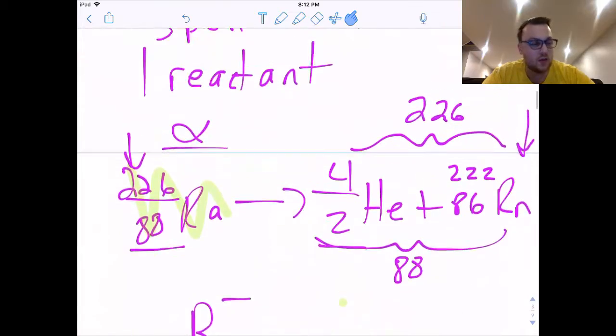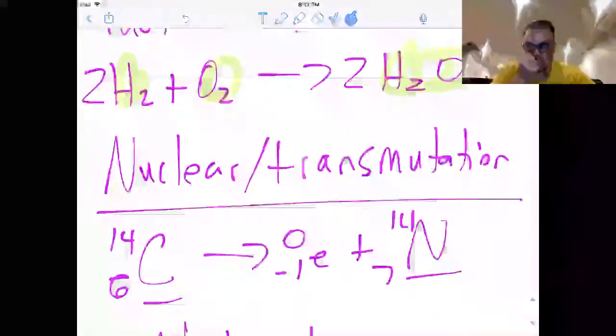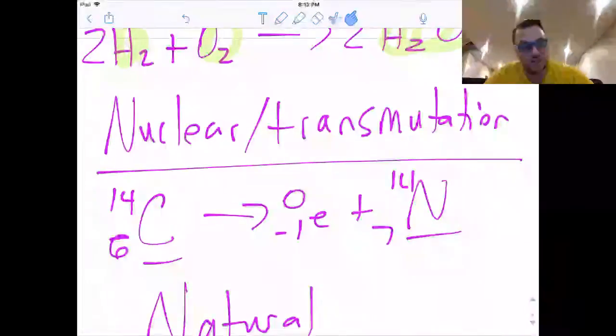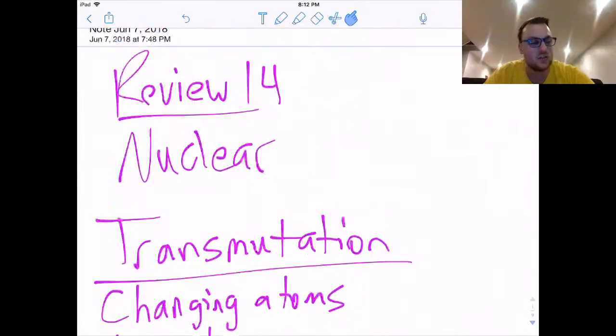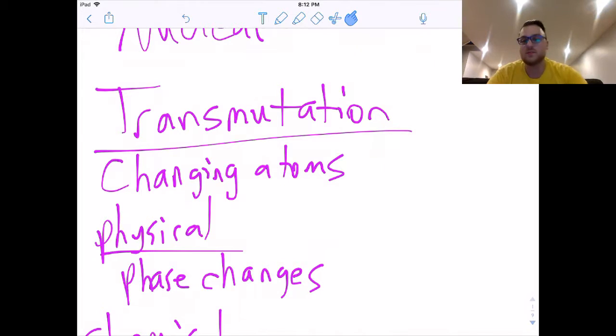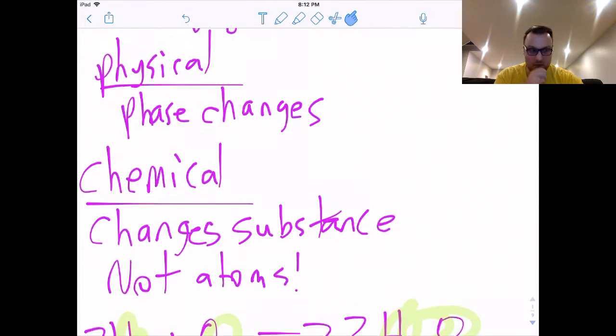Knowing the definition of transmutation, which again is just changing atoms. One atom changes into a whole new atom. A carbon changes into a nitrogen, which is different. We've never seen something like that before, in your class, I should say. We've obviously seen this in the real world. But in your classroom, most of the reactions you do are chemical or physical, where the atoms don't change. Either their phases do, or the substance formed is new, but has the same atoms.